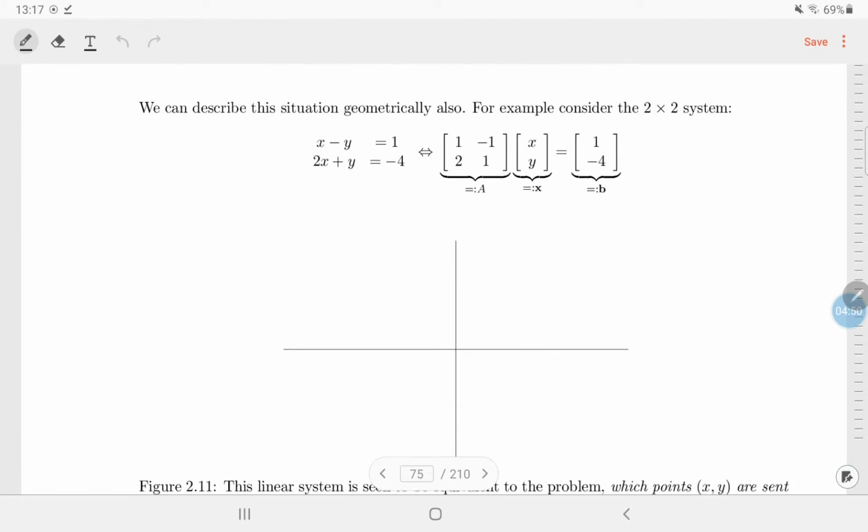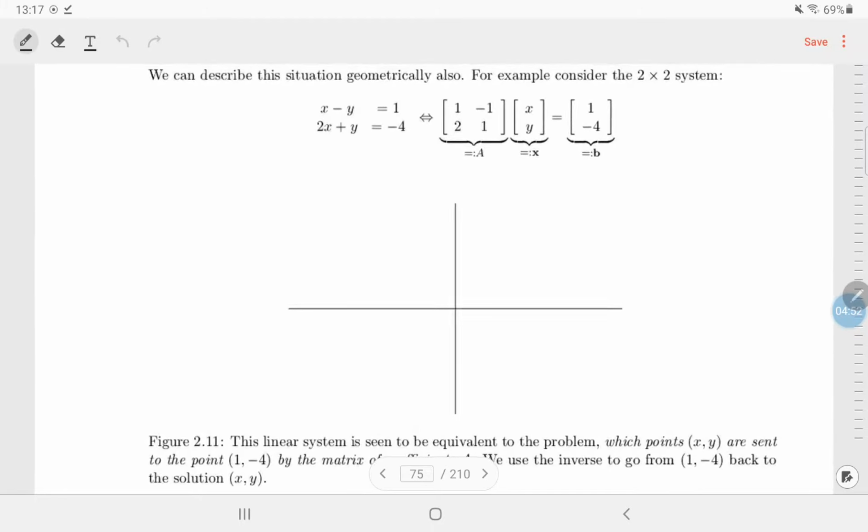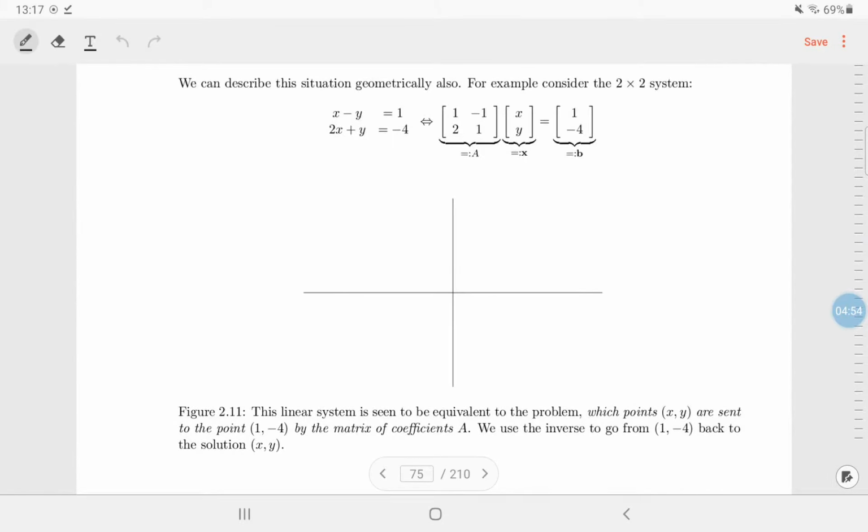Now we're going to understand this dynamically. We can describe this geometrically. So look at this 2 by 2 system. So we have a vector 1, minus 4.